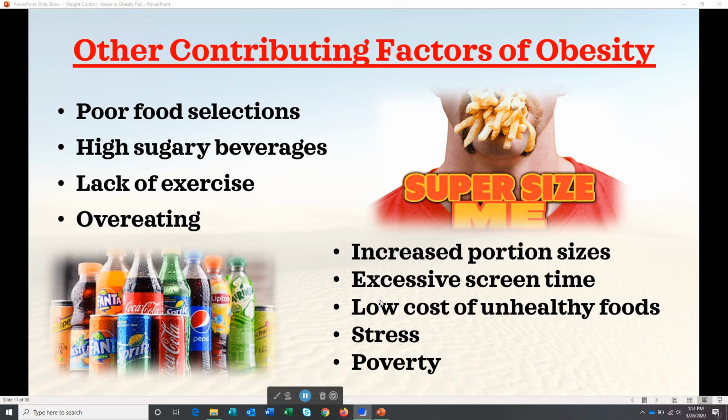These are some of the other contributing factors of obesity. Poor food selections, lack of exercise. It's common sense. If you don't move your body, you're not gonna feel good. You're not gonna feel strong. Increased portion sizes, supersize. Everybody wants big is better. Stress, we eat to cope with problems.